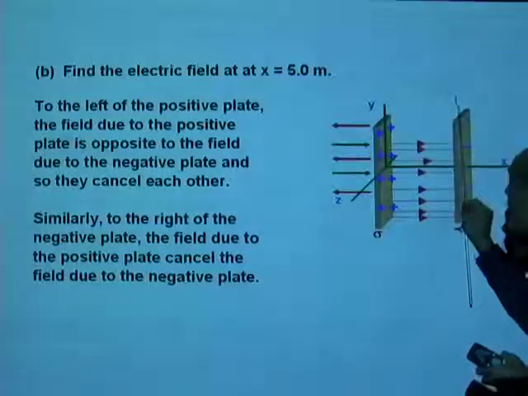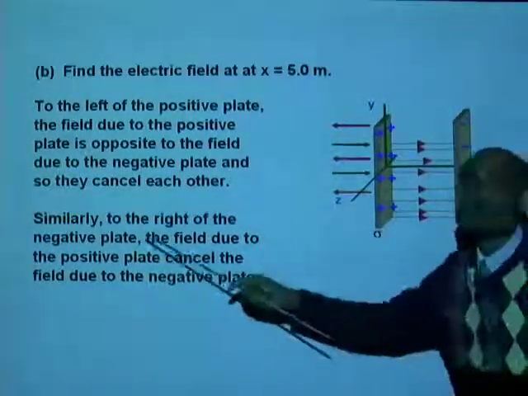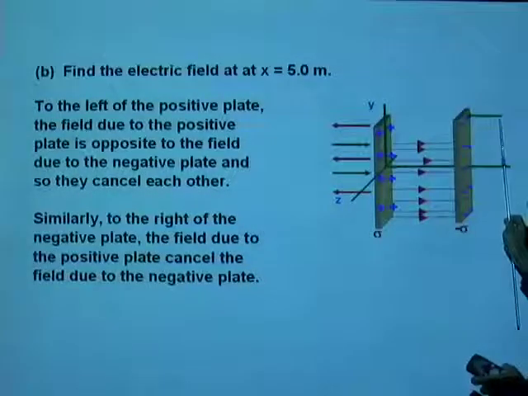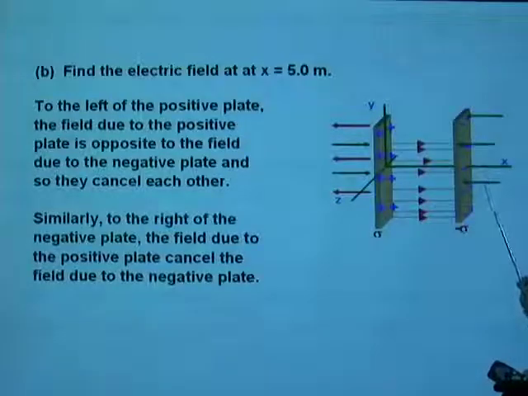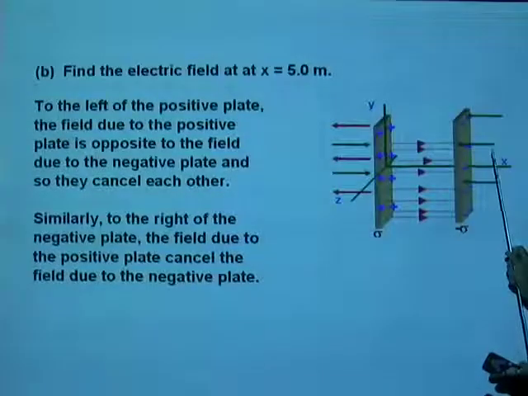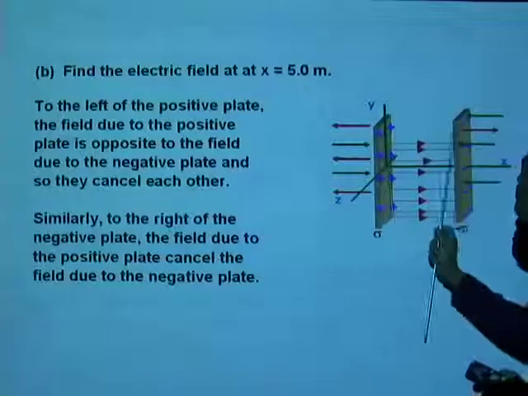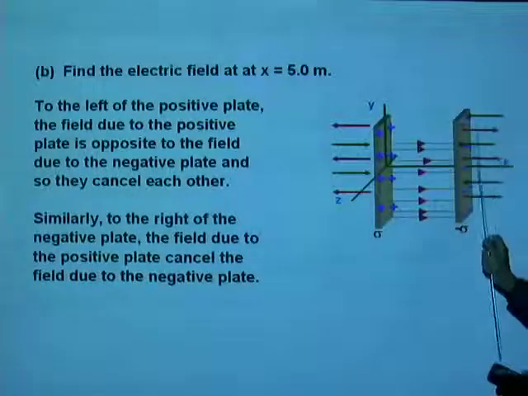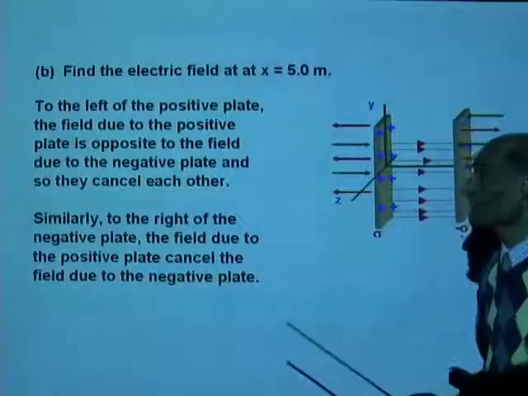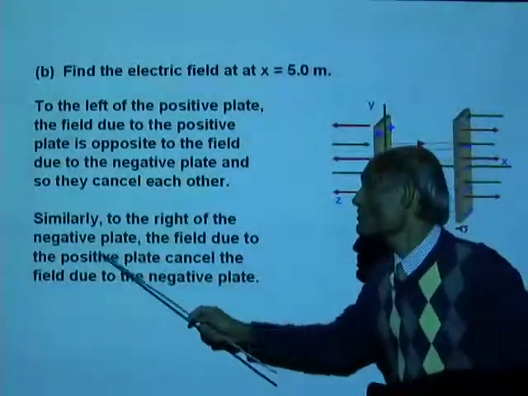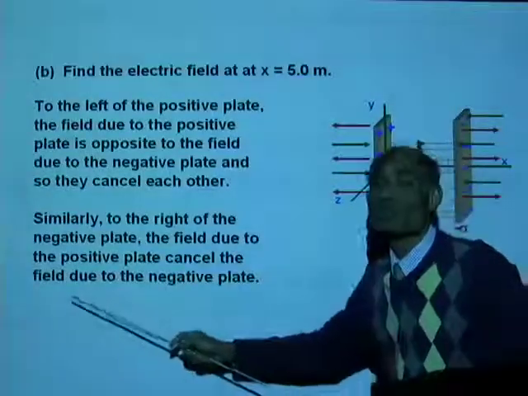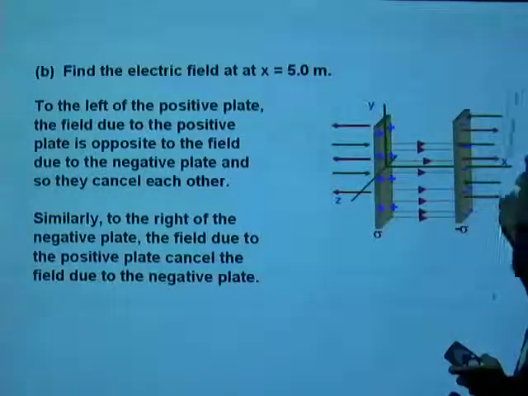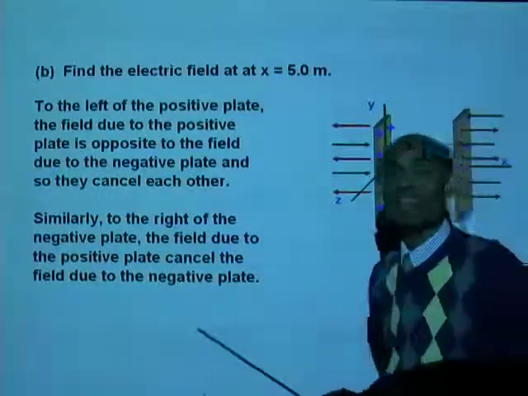How about to the right of the negative plate? A similar situation exists. To the right of the negative plate, the field due to the negative plate are these green field lines. And the field due to the positive will be the red field lines. Again, they will cancel each other. The field due to the positive plate will cancel the field due to the negative. Therefore, there is no net field to the right of the negative plane.